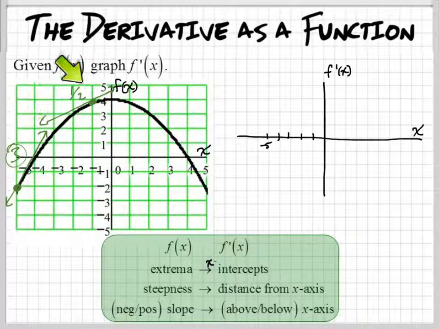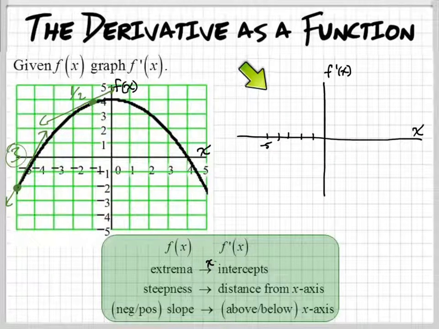So this slope right here is closer to the x-axis over here than this slope right here. That would be farther away from the x-axis. So I know that's not 3. The slope is not 3. I just threw out a number right there.